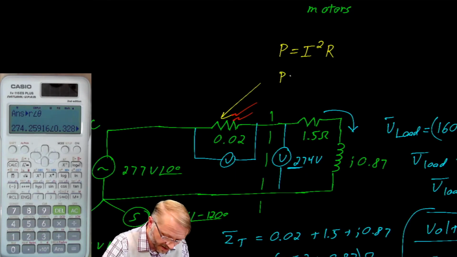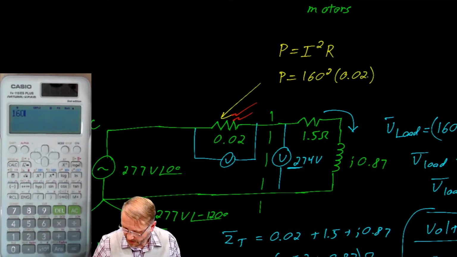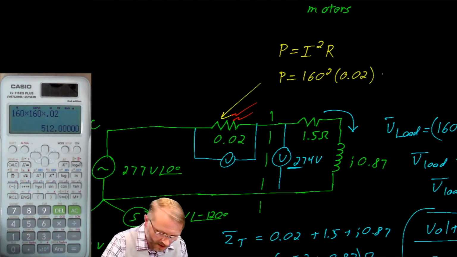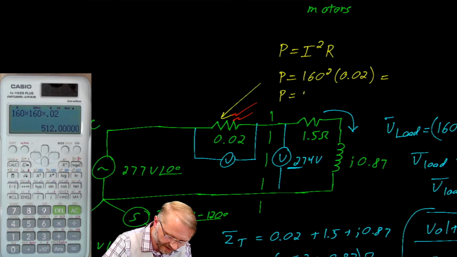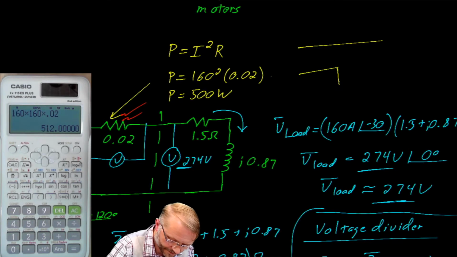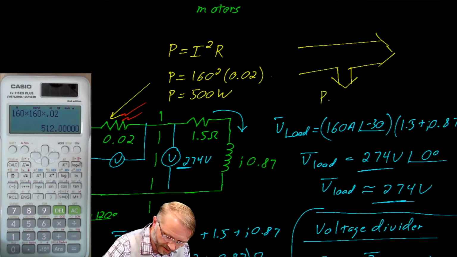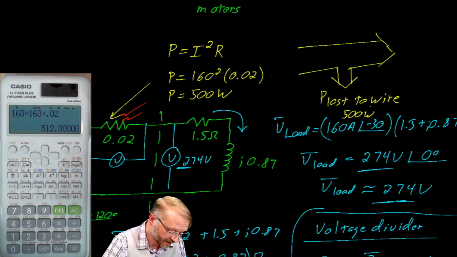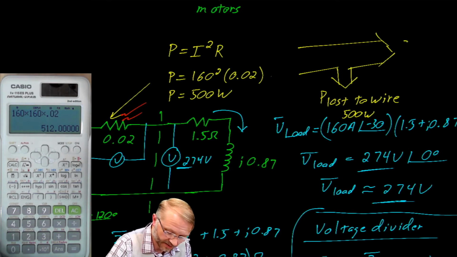In this case, the power is 160 squared times 0.02. So that's 160 times 160 times 0.02, which is about 500 watts. You could look at this with the aid of a power flow diagram. Here we have the power lost to the wire. Again, about 500 watts is lost while the wire is delivering about 38 kW.